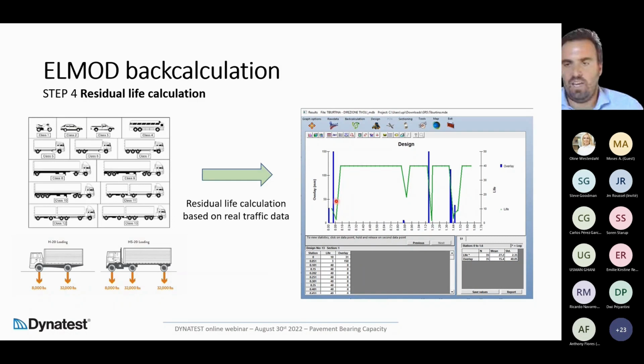So in this case, we provide an evaluation of the bearing capacity, because we can get the residual life. And the residual life is the minimum life of all the layers considering the pavement. So for each layer a performance criteria or fatigue law is applied, and the minimum life of each layer is the minimum life of the entire pavement. So this is the workflow of the ELMOD software.